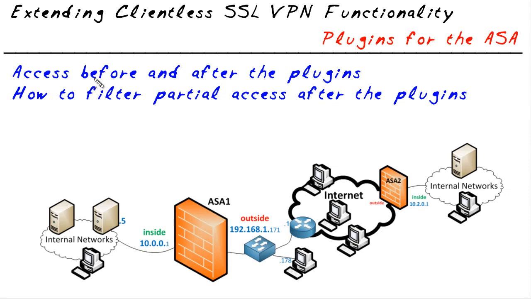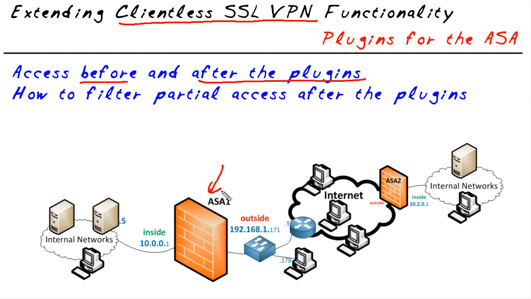In this MicroNugget, we've taken a look at the before picture with the clientless SSL VPN. Very limited access, not a whole bunch of protocols. However, after we add the plugins to the ASA, we have additional functionality based on the plugin. For remote desktop, use the remote desktop plugin. For SSH, use the SSH plugin, and so forth.